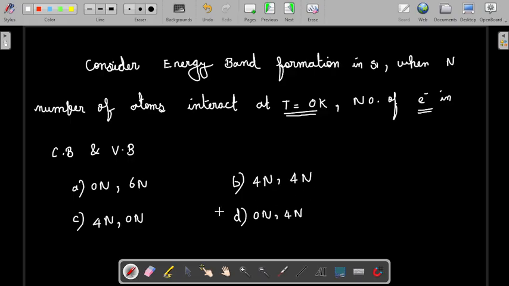So let me discuss the answer here. They clearly mentioned that they are asking about the number of electrons present in the conduction band and valence band. So we know that there will be 0 electrons in the conduction band and 4 electrons in the valence band. Based on the number of interacting atoms, we are making that into multiples. So the option is D. So I hope you got both answers.